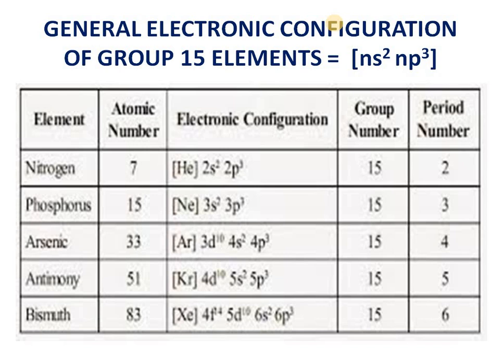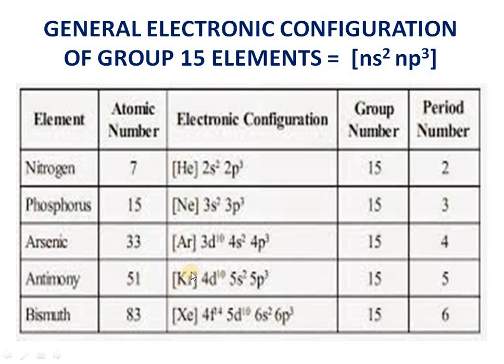So the period is clear to you, the group number is clear to you. How to calculate the group number? It is 10 plus the number of valence electrons. Valence electrons are not only 2p3, it is 2s2 2p3, so a total of 5. 10 plus 5 is 15, and the group number is the same within a group. So nitrogen, phosphorus, arsenic, antimony, bismuth: we are clear about the atomic number, group number, period number, and electronic configuration as well.